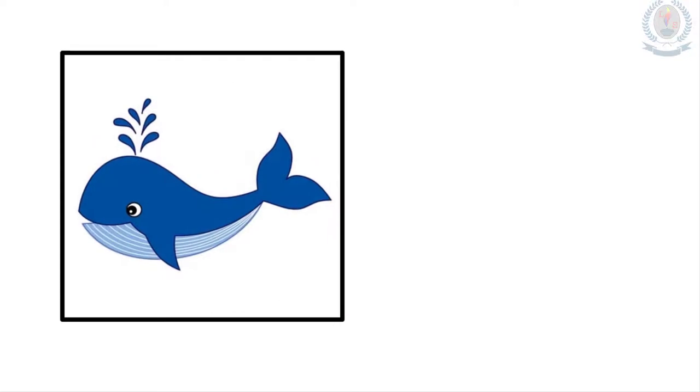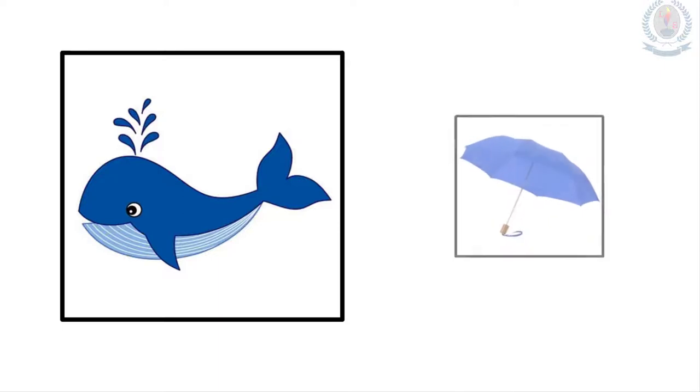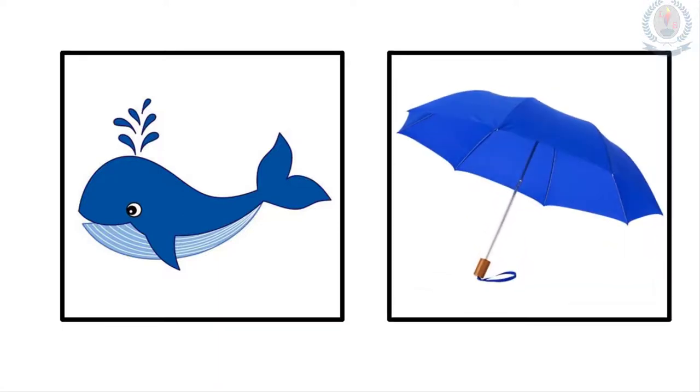This is the next color we are going to learn today. Blue. What is this color? Blue. A blue whale. What is the color of this whale? Blue. A blue umbrella. What is the color of this umbrella? Blue.